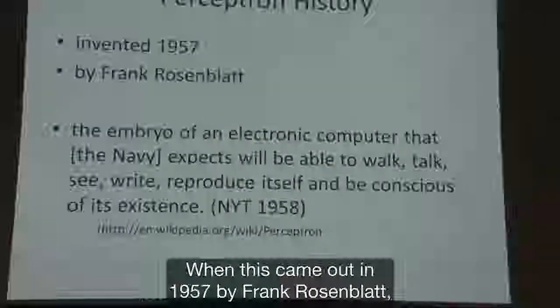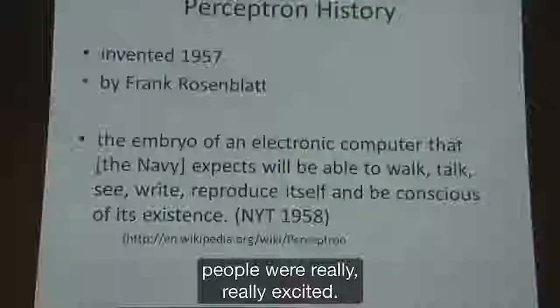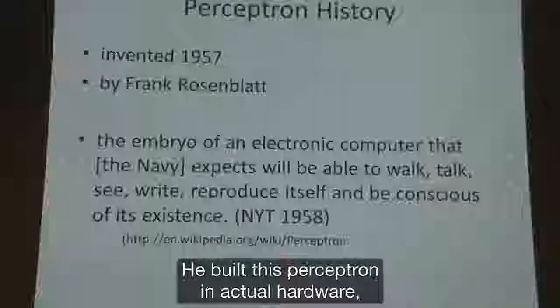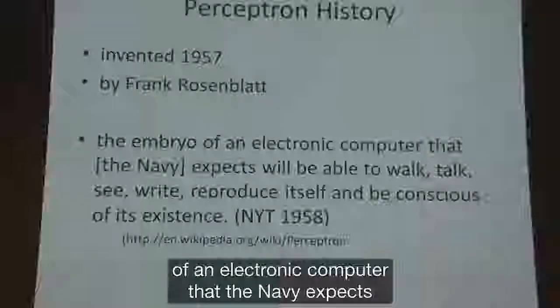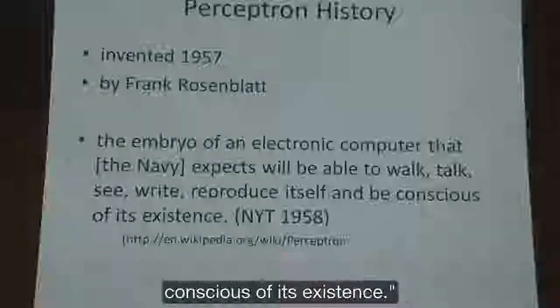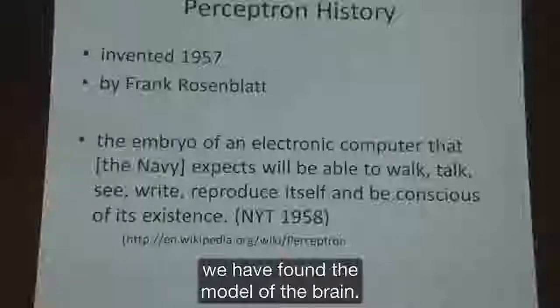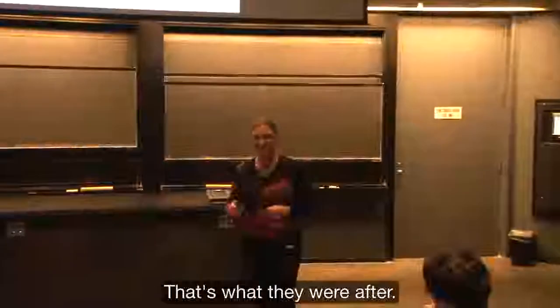So when this came out in 1957 by Frank Rosenblatt, people were really, really excited. And this is a quote from the New York Times. So he built this perceptron in actual hardware. The New York Times said the embryo of an electronic computer that the Navy expects will be able to walk, talk, see, write, reproduce itself, and be conscious of its existence. So as before in history, they thought, we have found the model of the brain, right? That's what they were after.